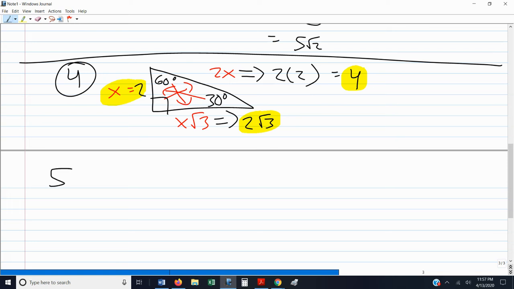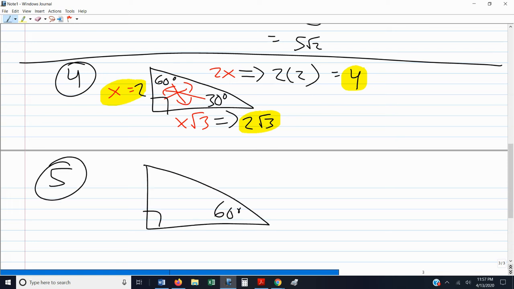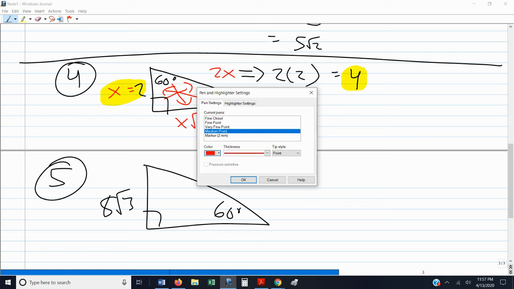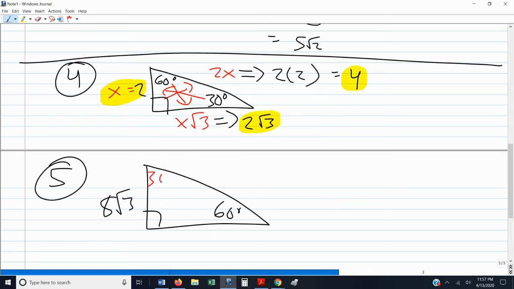For the next one, we're going to write the 60 degrees here, and this is 8 root 3. Okay, so again, here's your 30. Across from the 30 is your x. Across from the 90 is your 2x. Across from your 60 is your x root 3.